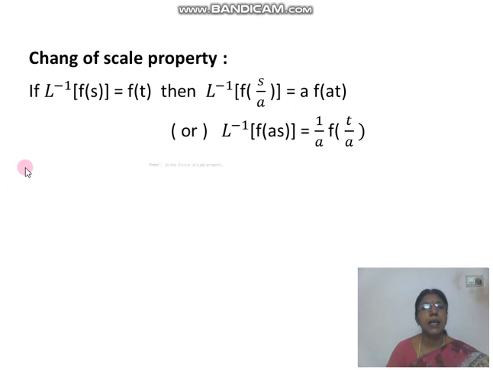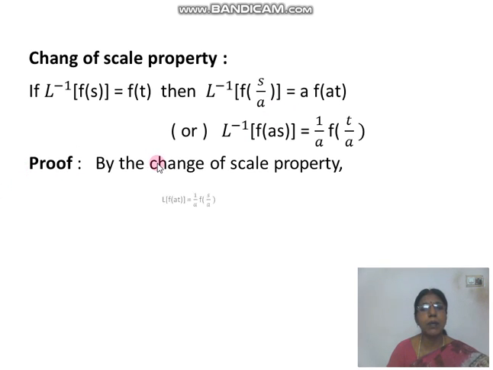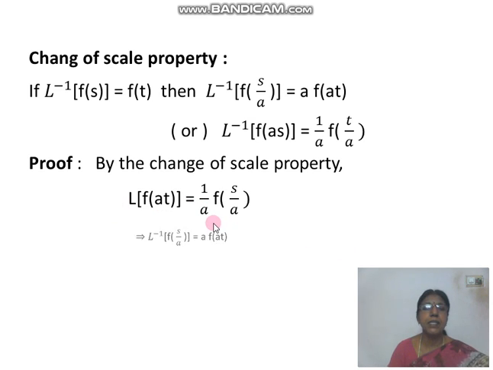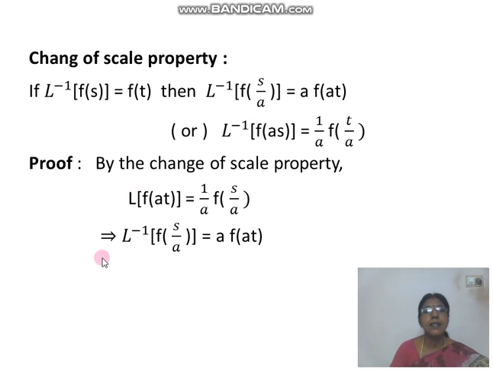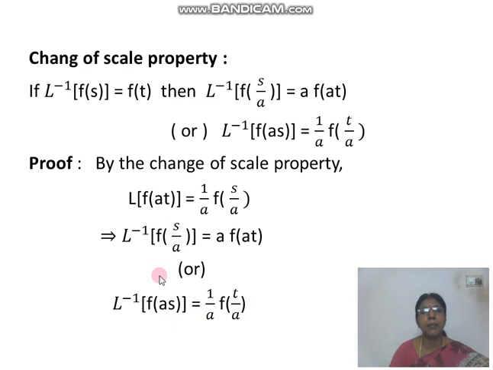Already we know from the change of scale property of the Laplace transform, L of f of at is equal to 1/a f of s by a. Here, if we bring the L to this side it becomes L inverse, and we take the constant to the other side. Then we get from this step L inverse f of s by a is equal to a into f of t, which is the change of scale property for L inverse. Suppose L inverse f of as, then that is equal to 1/a f of t by a. So remember this change of scale property.